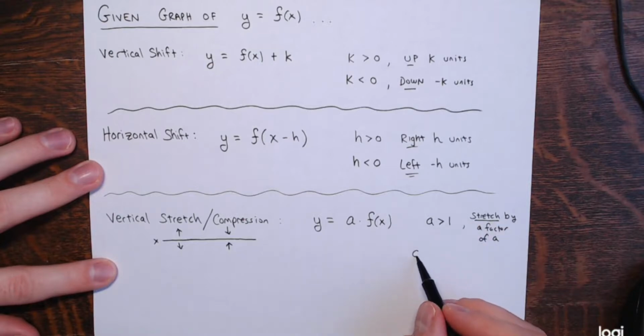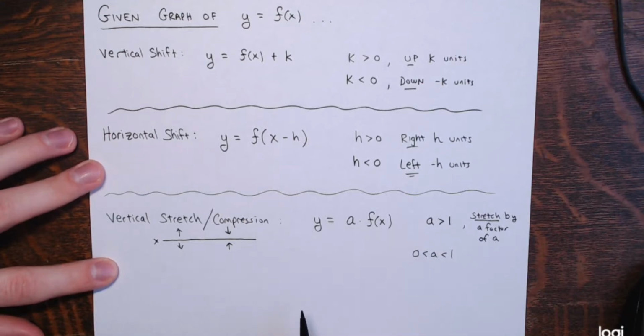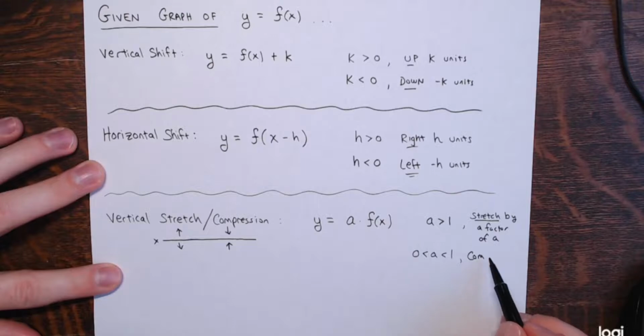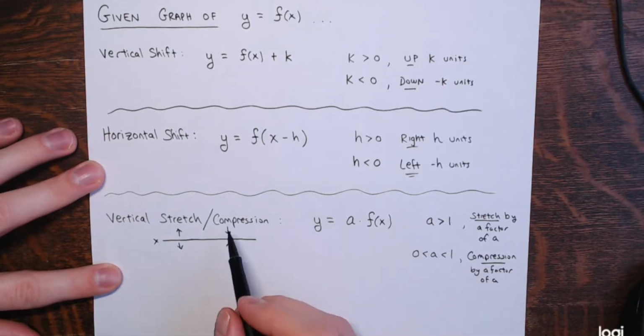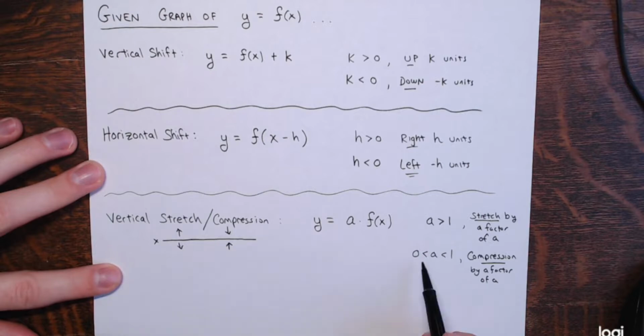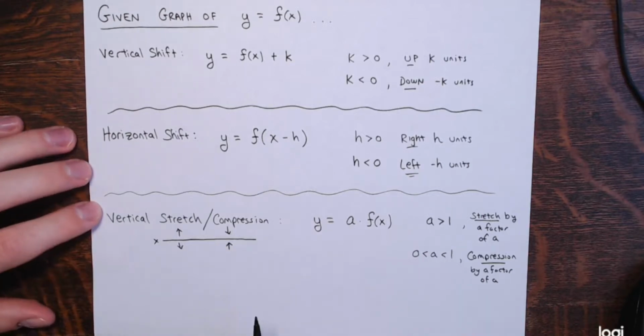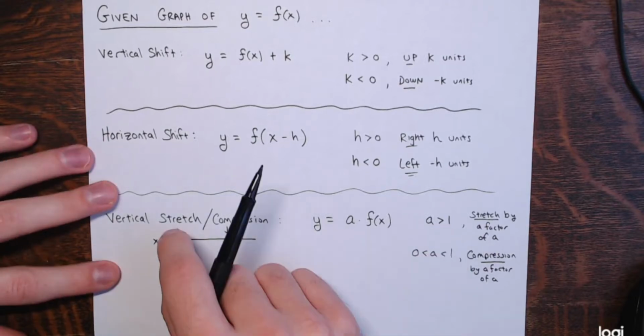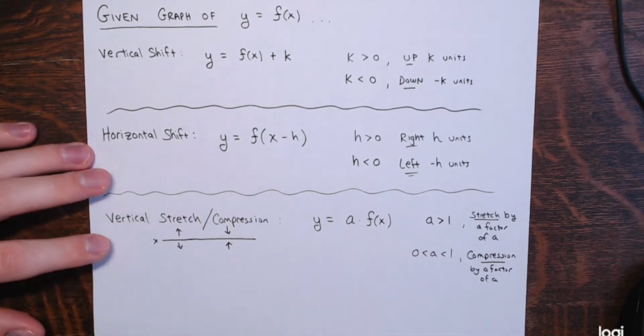And if a is between 0 and 1, so like I multiply the whole thing by a half or 2/3 or 3/4, you get a vertical compression, once again by a factor of a. All that means is all the distances from the x-axis are multiplied by a. If it's less than 1, the distances are shrunk. If it's greater than 1, the distances are increased, you stretched.